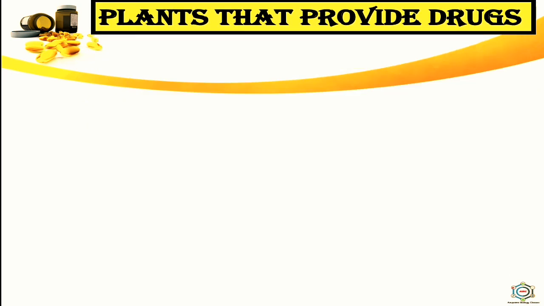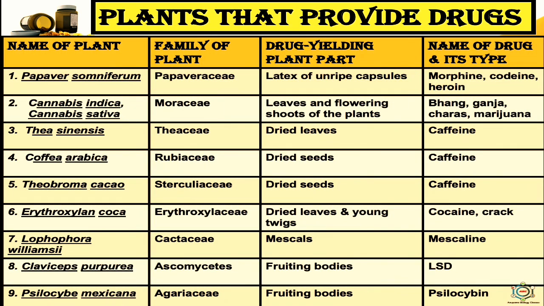Now, after this, plants that provide drugs. Here you can see some names of plants, family of plants, drug yielding plant parts, and the name of the drug and its type. Like Papaver somniferum, family Papaveraceae, and the drug yielding plant part is the latex of unripe capsules, and the name of drug and its type is morphine, codeine, and heroin.